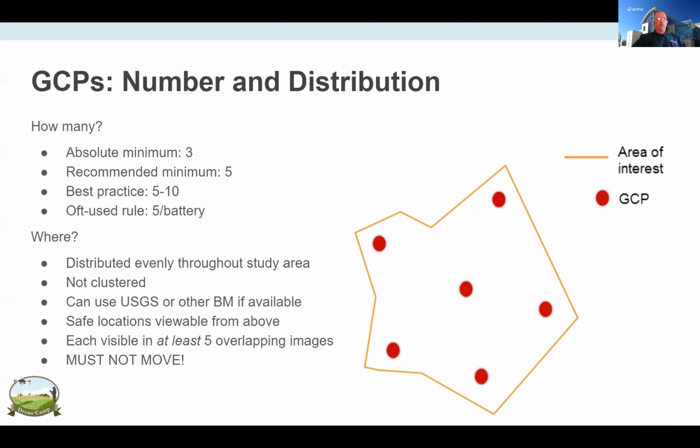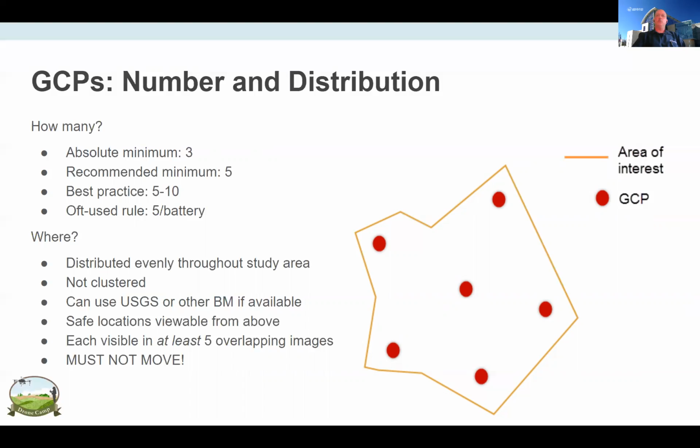So we know we want to put out these targets and have them in our study area when we fly. What about how many do we need and where should we put them? So depending on your software, most software wants at least 3. It won't even use fewer than 3 ground control points. Probably something more like 5 is better. And for best practices, most people say maybe 5 to 10.